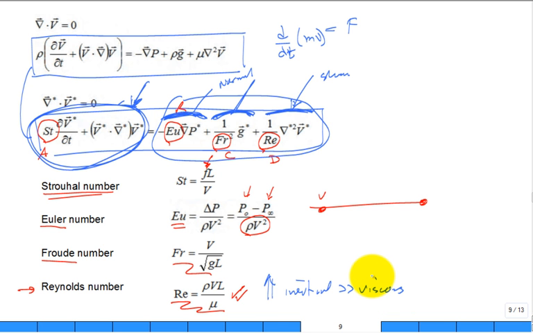Inertial force is much, much greater than viscous. And we'd anticipate, because inertial forces are much, much greater than viscous, that it would be more turbulent. And then how about if it's small? Just opposite. Inertial forces are small compared to the viscous, and you would expect laminar flow.